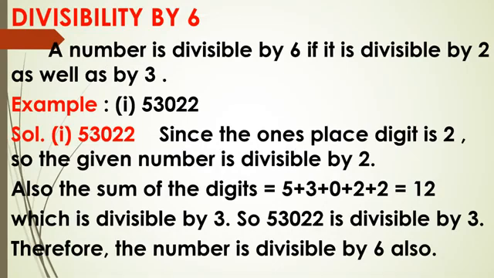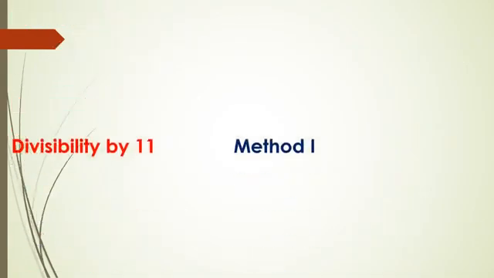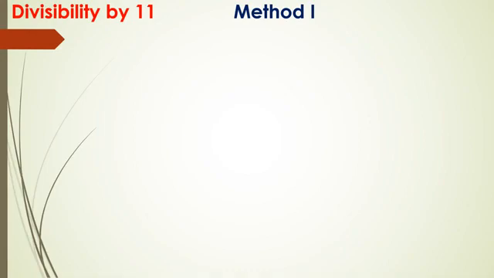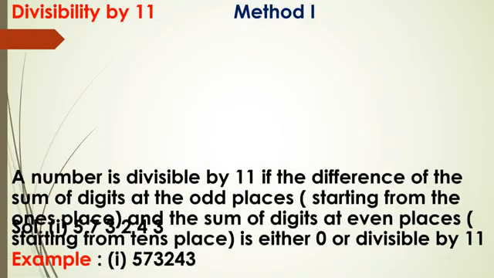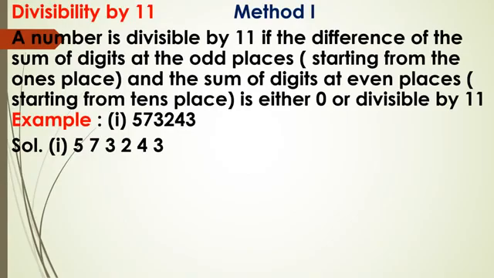Now see divisibility by 11. For this I have told you two methods. Only one method is shown in your NCERT book, but I have told you two methods. Okay, first is, a number is divisible by 11 if the difference of the sum of digits at odd places and the sum of digits at even places is either 0 or divisible by 11.